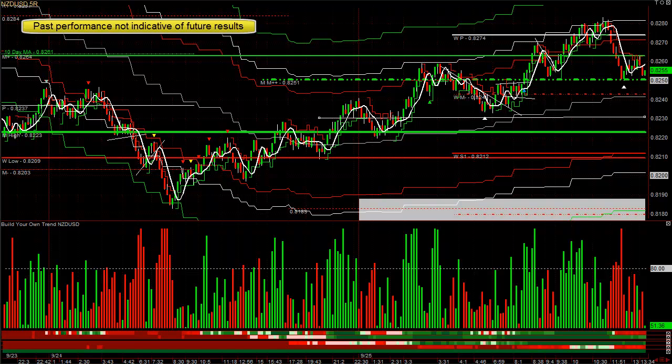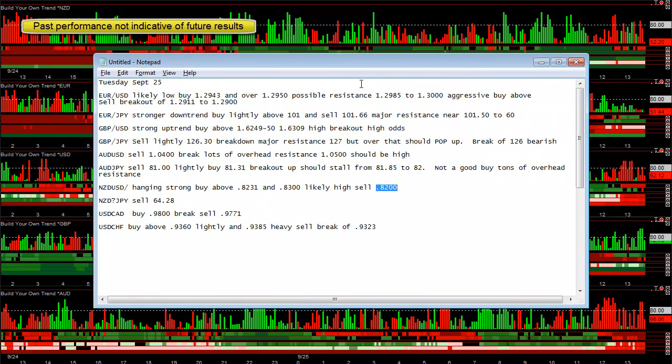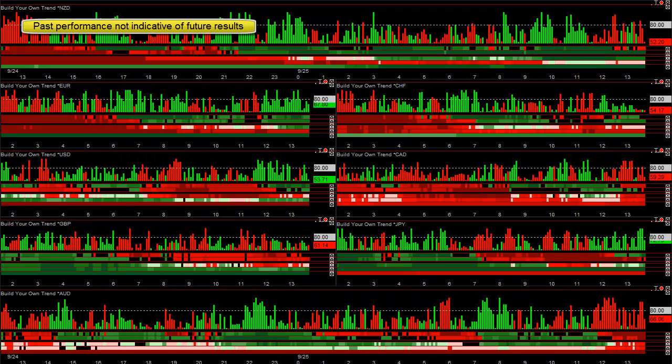And let's just take a look at some of the other currencies. I showed yesterday how I do this by looking at each currency. Euro dollar: likely buy at 29.43 and over. Possible resistance 29.85 to 3,000. Aggressive buy above that, and then sell breakout of 29.11 to 2900 on the downside.